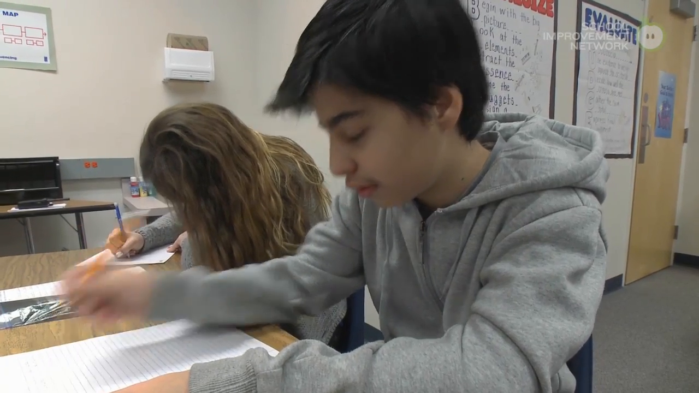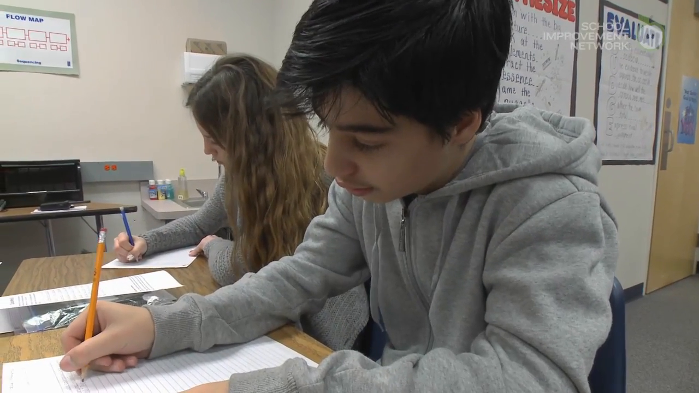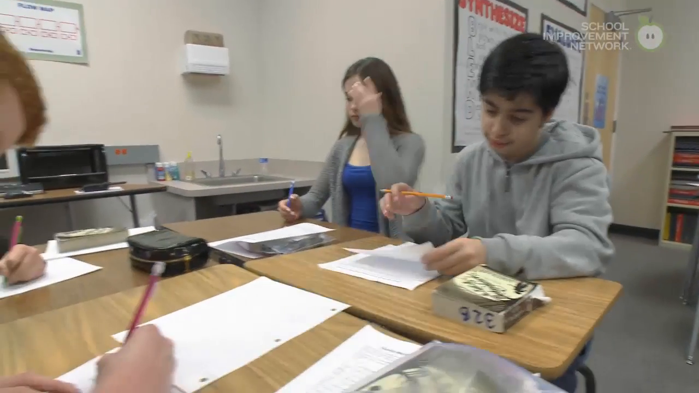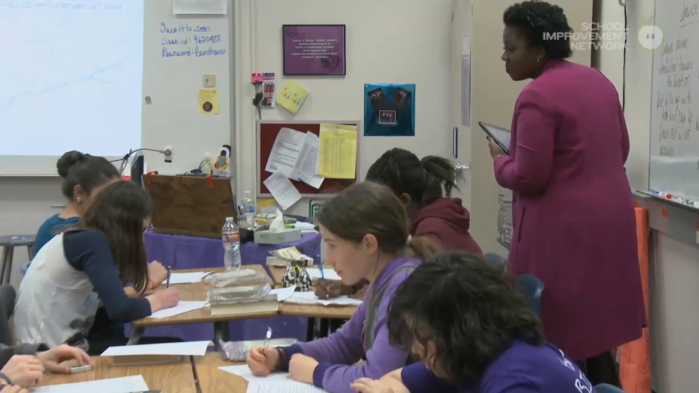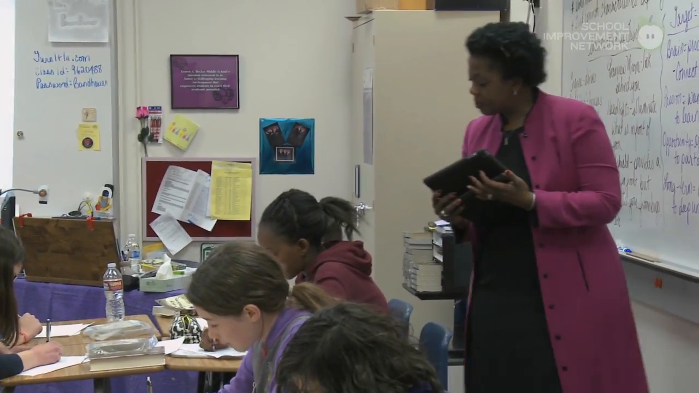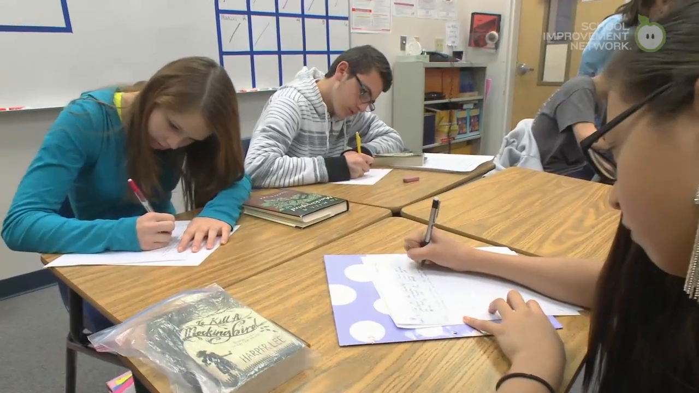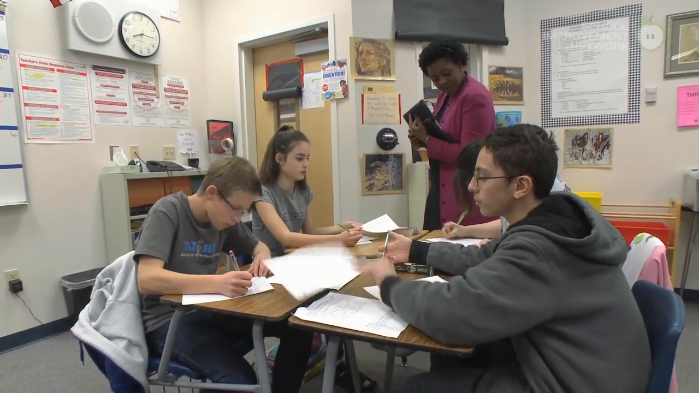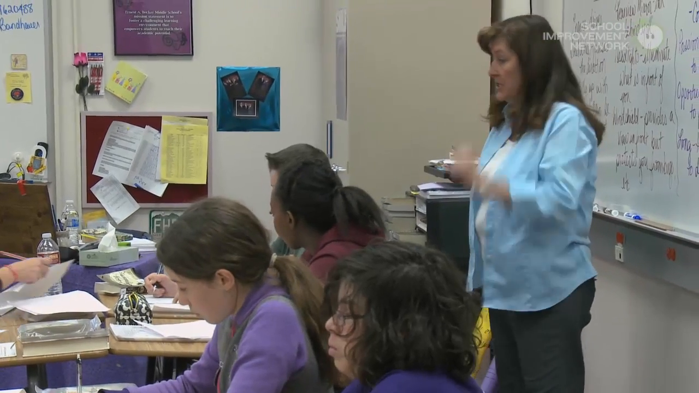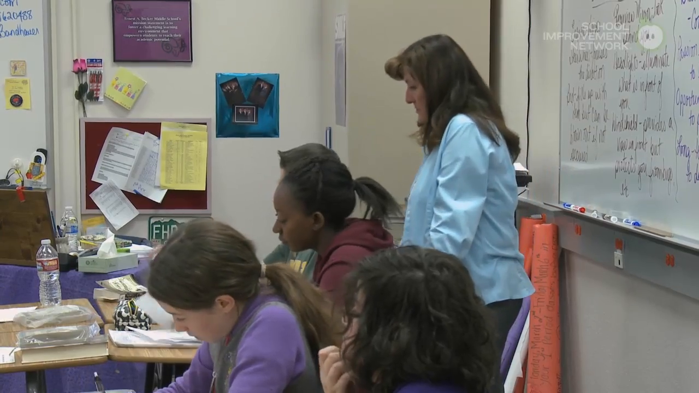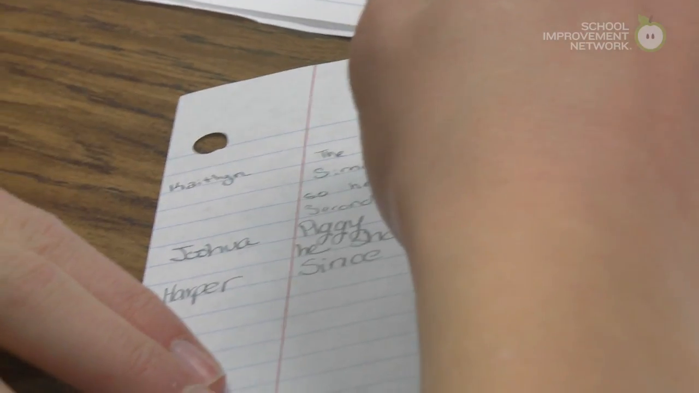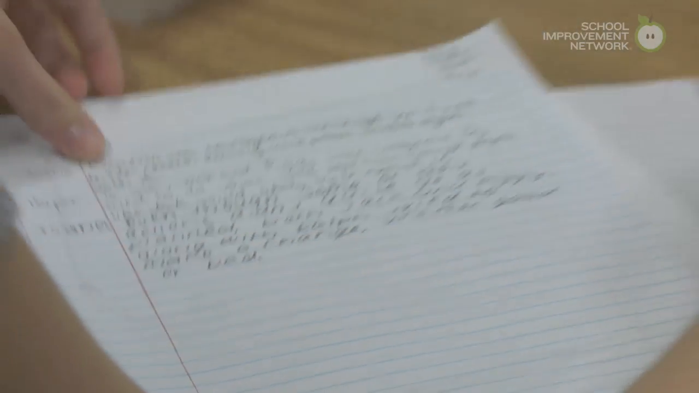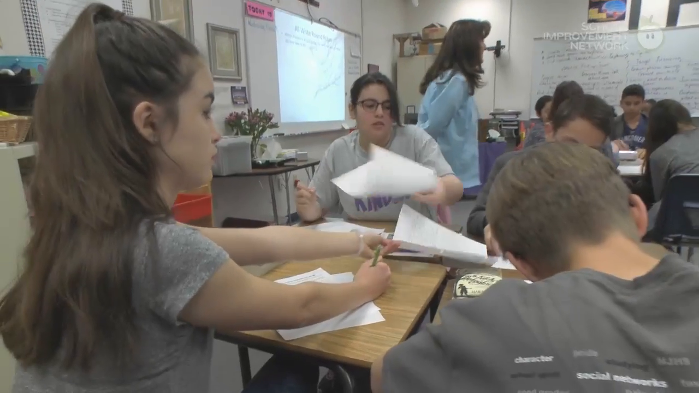Pass to the left. Read what was written. Put your name in the margin. Add to it, respond to it. Pass to the left. Read what was written. Write your name in the margin and respond. And give them back to the owner. Okay, read what was written.